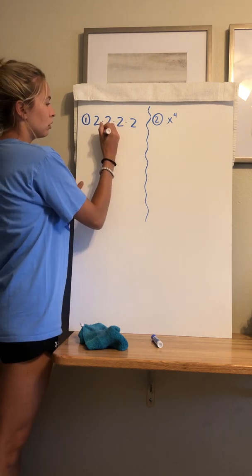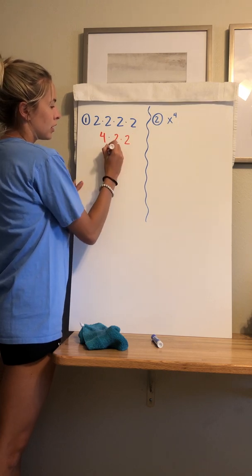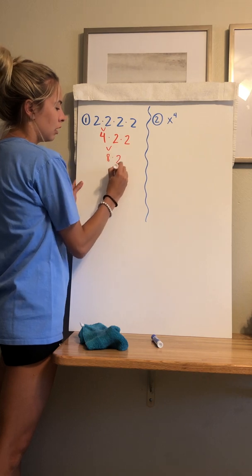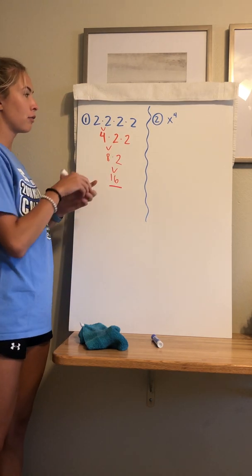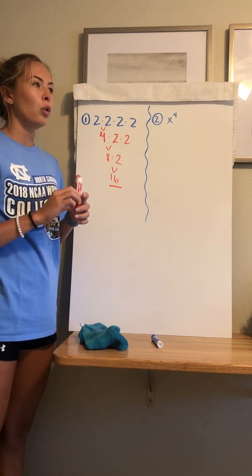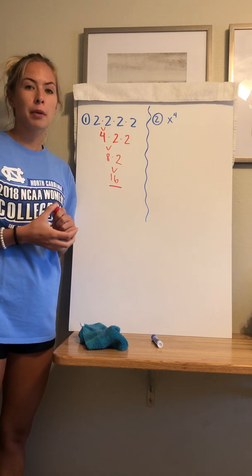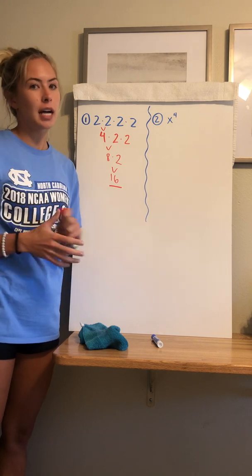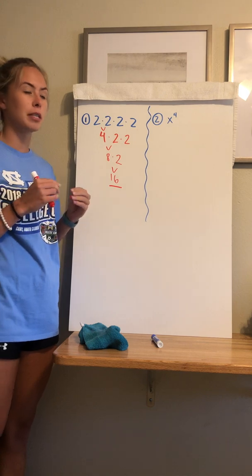Because 2 times 2 is 4. 4 times 2 is 8. 8 times 2 is 16, right? So 16 is our answer for 2 being multiplied together 4 times. Now, when we get into more complicated math problems, we may have a number being multiplied together 30 times, and we don't want to have to do this every time. So this is where exponents come into play.